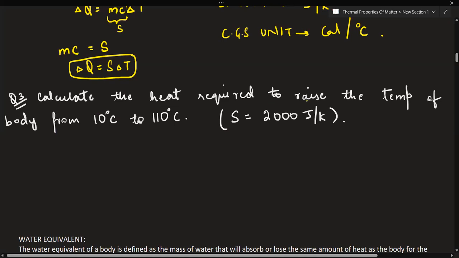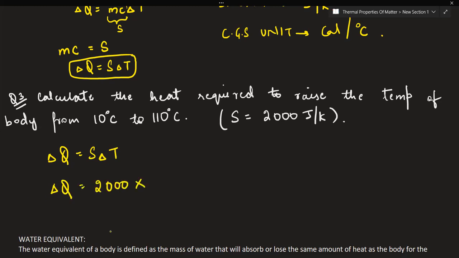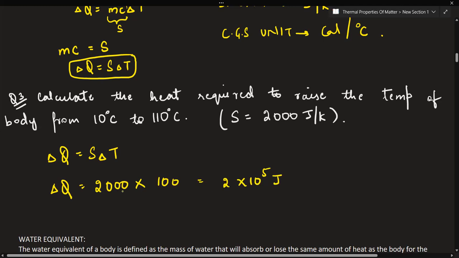Now see, the question says, calculate the heat required to raise the temperature of a body from 10 degrees Celsius to 110 degrees Celsius. From the unit, you have to identify whether it is specific heat capacity, molar specific heat capacity, or simply heat capacity. Which is given? Only heat capacity is given. So we have to use S delta T. Delta Q will be, S is 2000. What is delta T? 110 minus 10, that is 100. So this will be 2 into 10 to the power 5 joules.